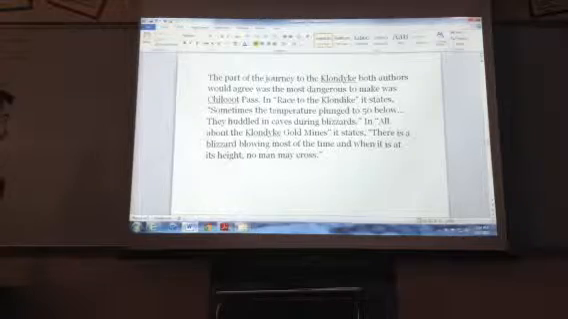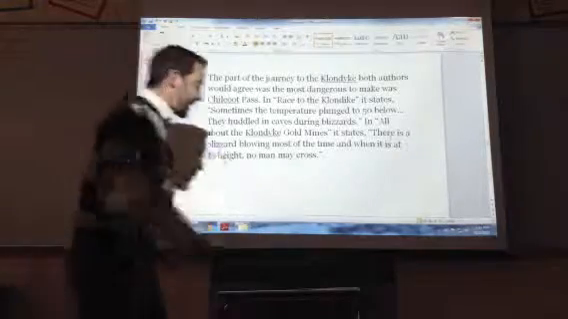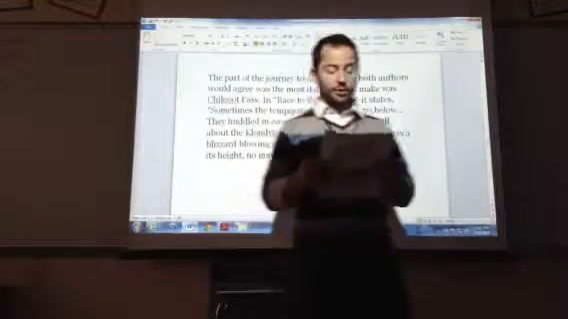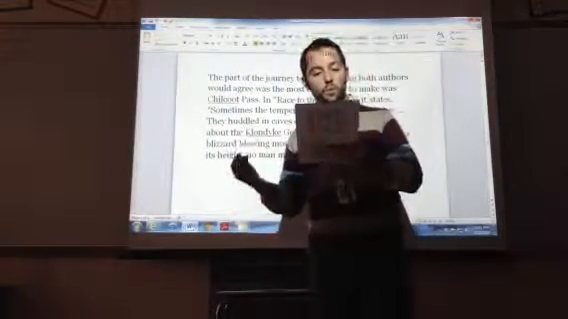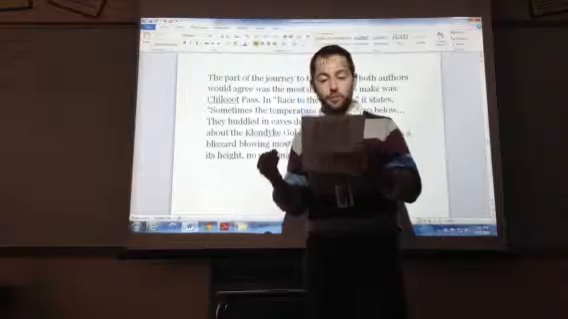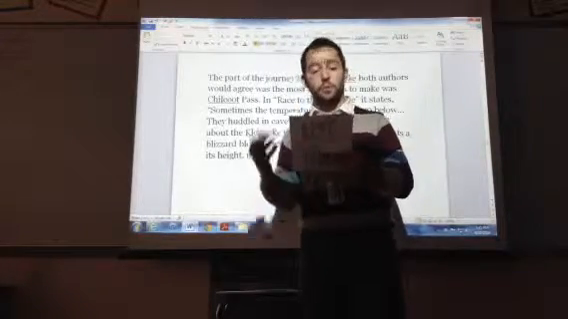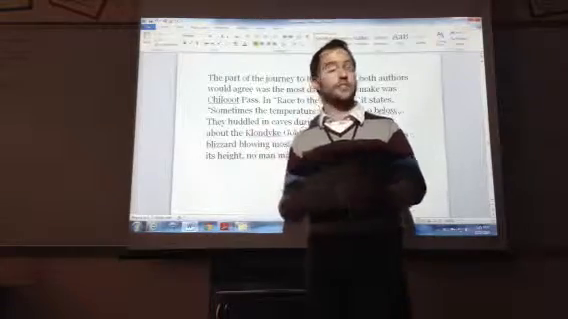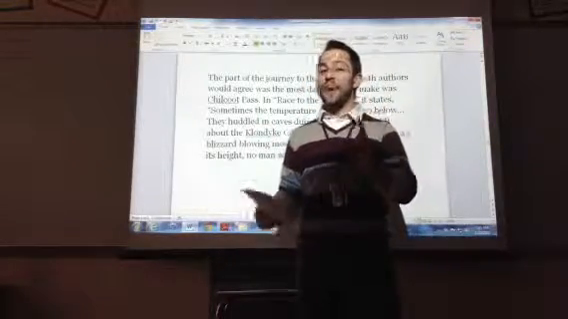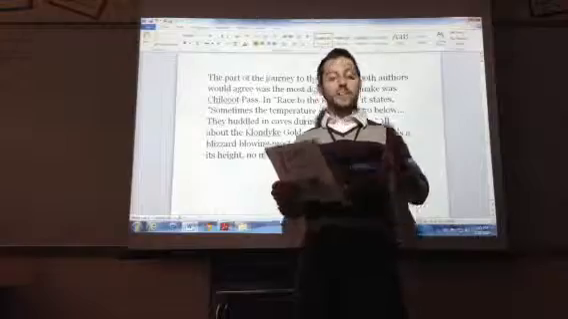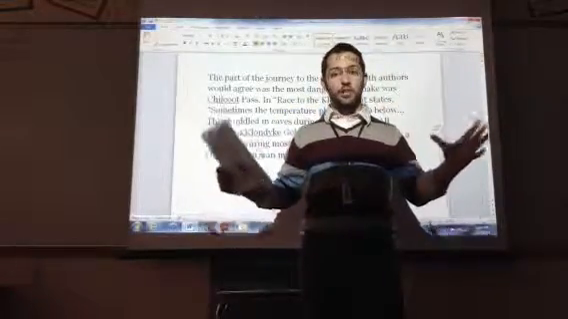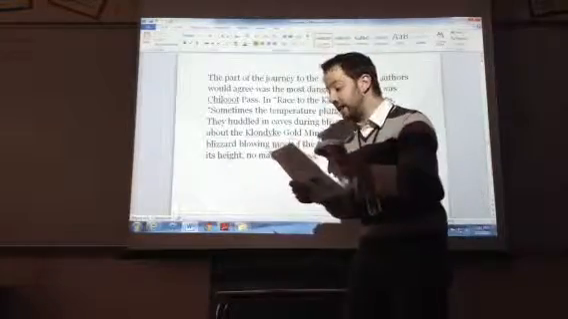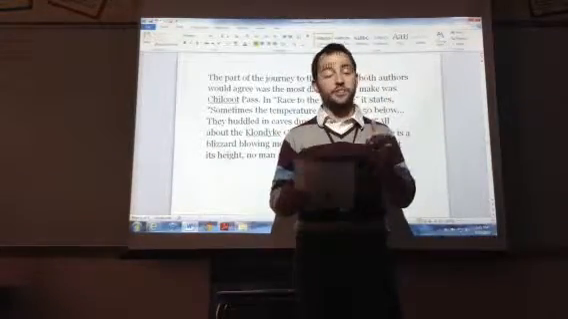Okay, this has to do with the second passage. Afterwards, it had a short answer question that said, explain what part of the journey to the Klondike the authors of both articles would most likely agree was the most dangerous to make. Use one detail from each article to support your answer. Aha! Now we've got a comparison question. We're asking what both authors think, so we need to include evidence from both passages. And it even tells you, use one detail from each article to support your answer.